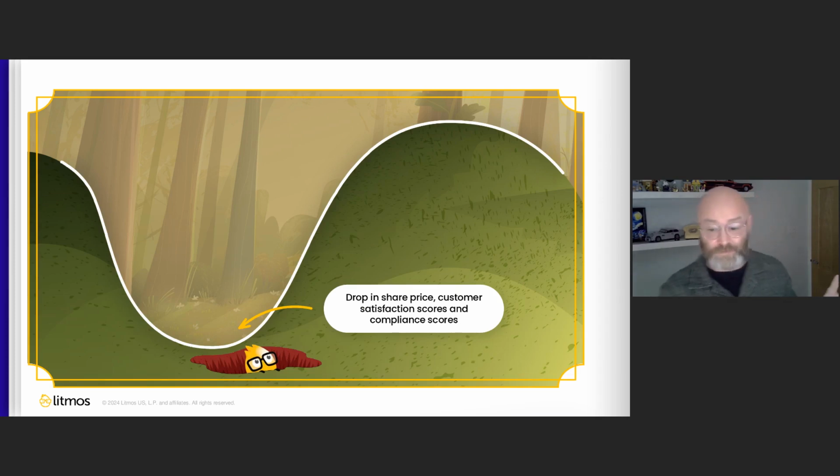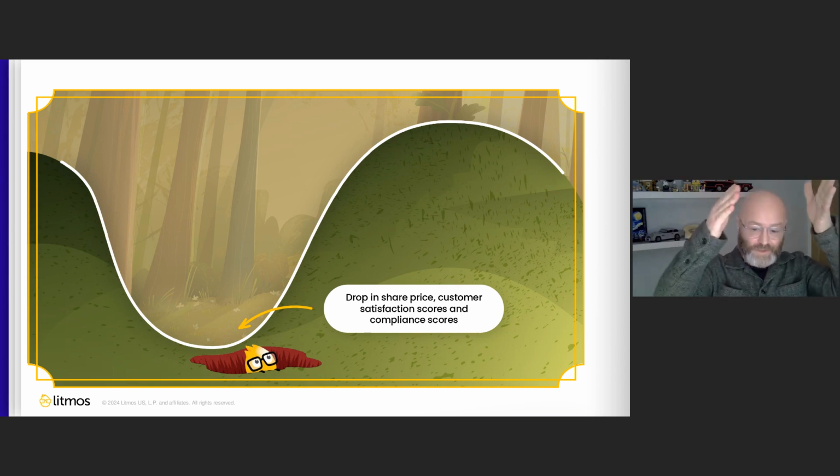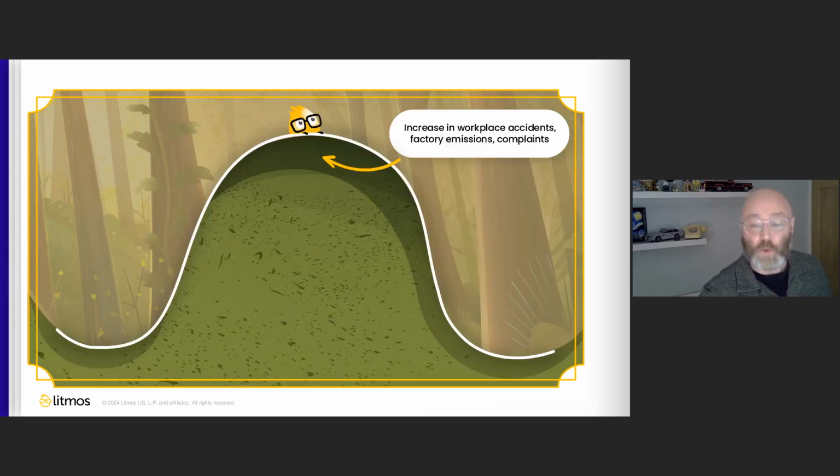So this shape can be a literal graph. It can represent a drop in a share price. It can be a drop in customer satisfaction scores or compliance scores. So what's caused this pitfall? What's the hole? What's the shape of the hole? Why are you in the hole? What's caused that? But we can also flip it.